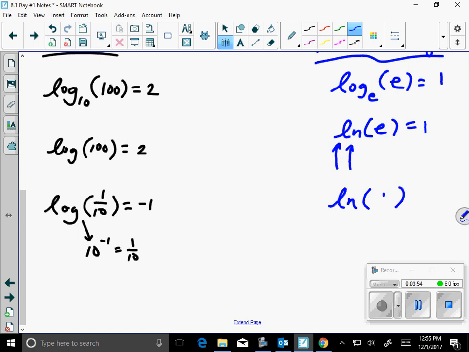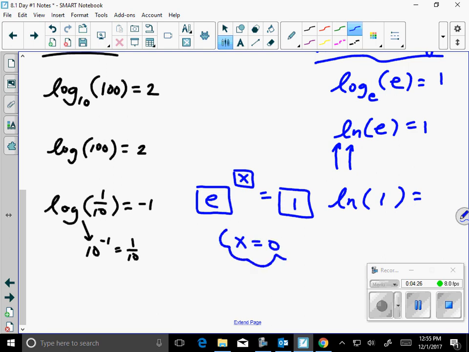Could you tell me what this would equal? No, it'd be 0. Why? But what would the base of this be? What would the exponent be? Base is e, exponent is what we're looking for, argument is 1. So e to what power equals 1? Yes. If you ever see that your argument is 1, you know your power or your exponent has to be 0.